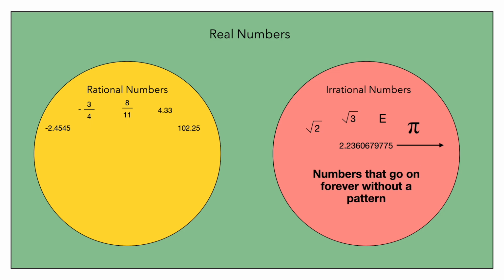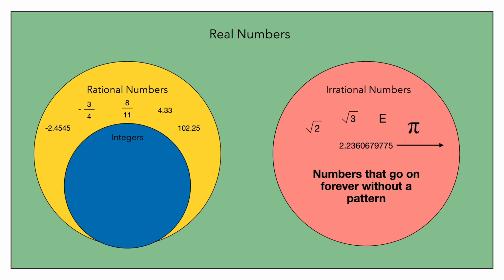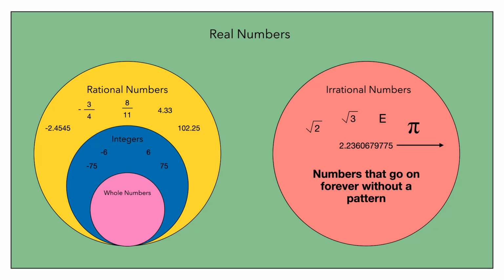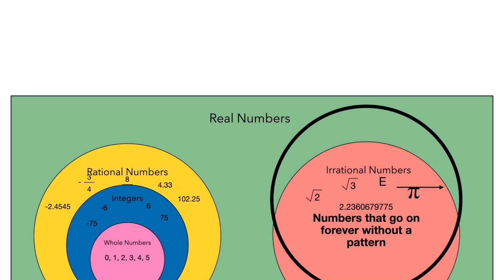So before we get into irrational numbers, let's quickly break down the subcategories of rational numbers. You have integers, which are whole numbers, negative and positive. And then whole numbers, which is the subcategory, which is just 0, and then every whole number after that. So those are considered just whole numbers. Here we're going to focus, though, on irrational numbers. So let's go over an irrational number in a little bit more detail.